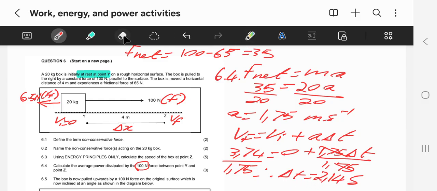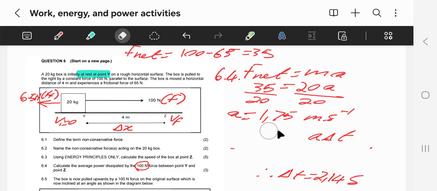So this is the time I'm having. I'm going to use that time to find my power, the average power. I'm just going to keep it there.